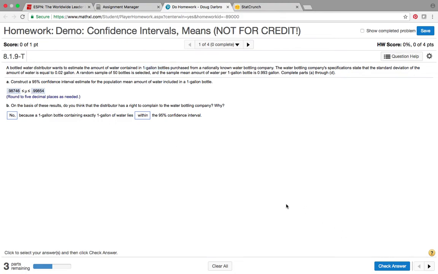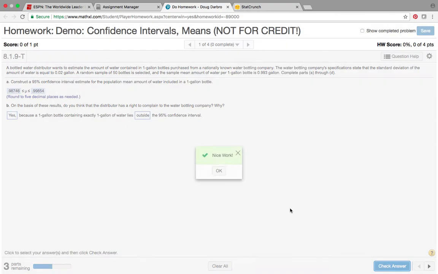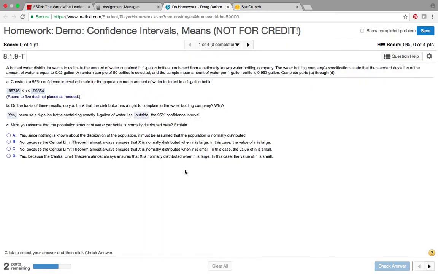So, yes, they have a complaint because the 1 gallon bottle lies outside the 95% confidence interval. I would tell you it's the first mistake I've ever made, but I think I'm going to have a hard time selling you on that one right now.